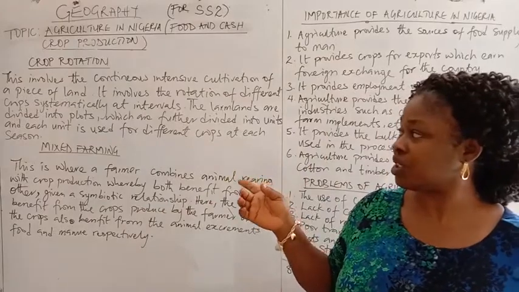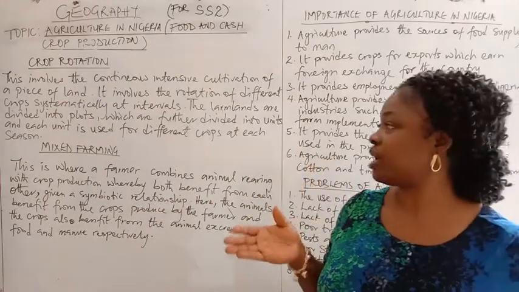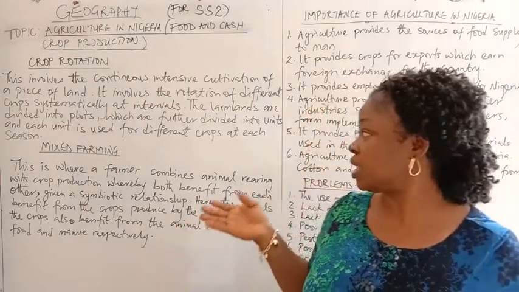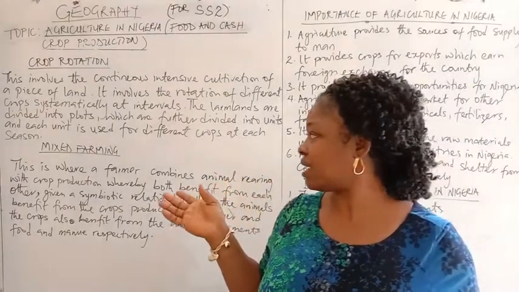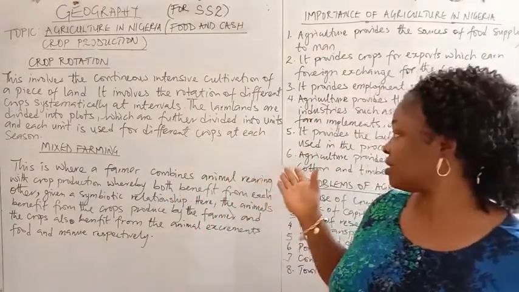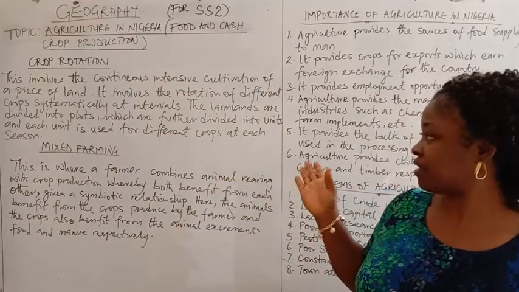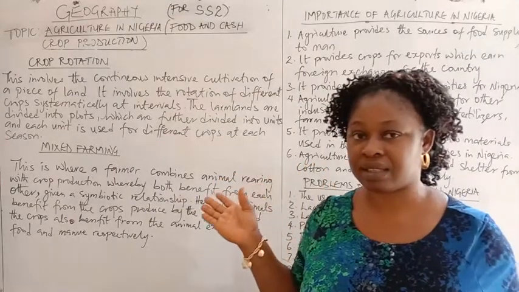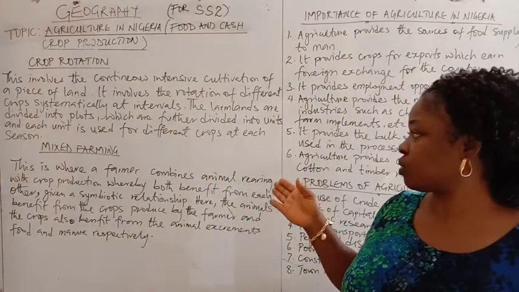Looking at crop rotation as one of the types of agricultural practices, this involves the continuous intensive cultivation of a piece of land. It involves the rotation of different crops systematically at intervals. Farmland is divided into plots, which are further divided into units, and each unit is used for different crops at each season.